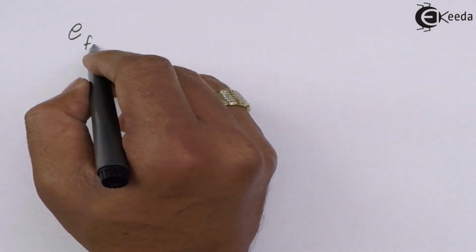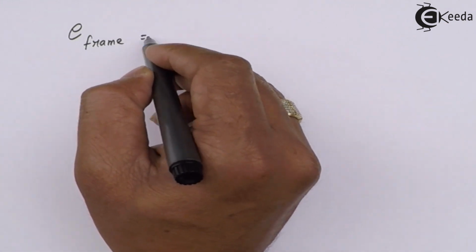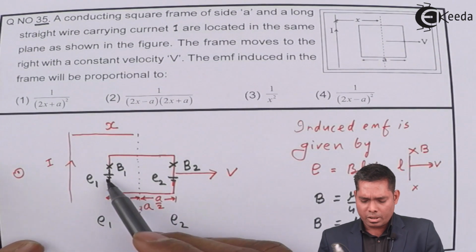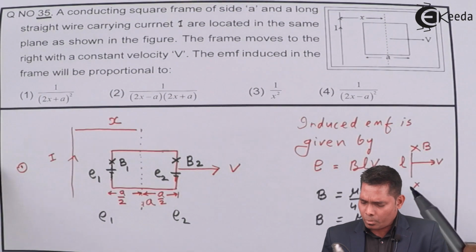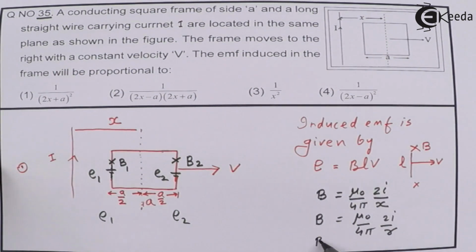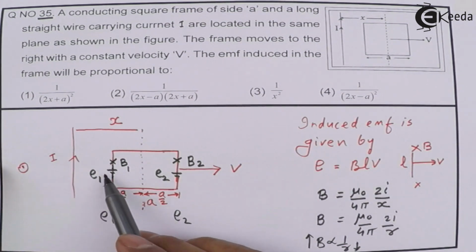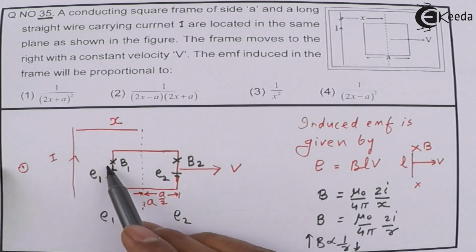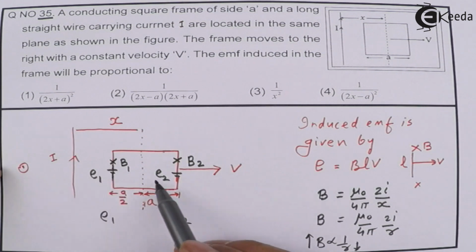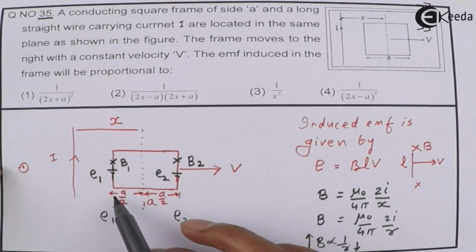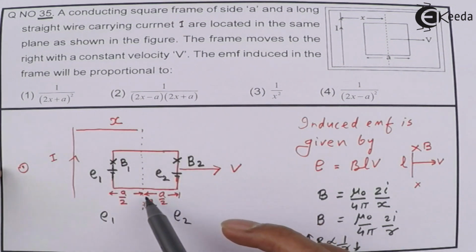E of the frame is basically E1 minus E2. Why is it E1 minus E2? Because this is nearer, as you can see that B is inversely proportional to R. The smaller R, greater B, so greater B is greater E, therefore E1 minus E2. This will have a battery of higher EMF than this one, so the difference is the EMF induced in the wire, and finally the current will flow like that.